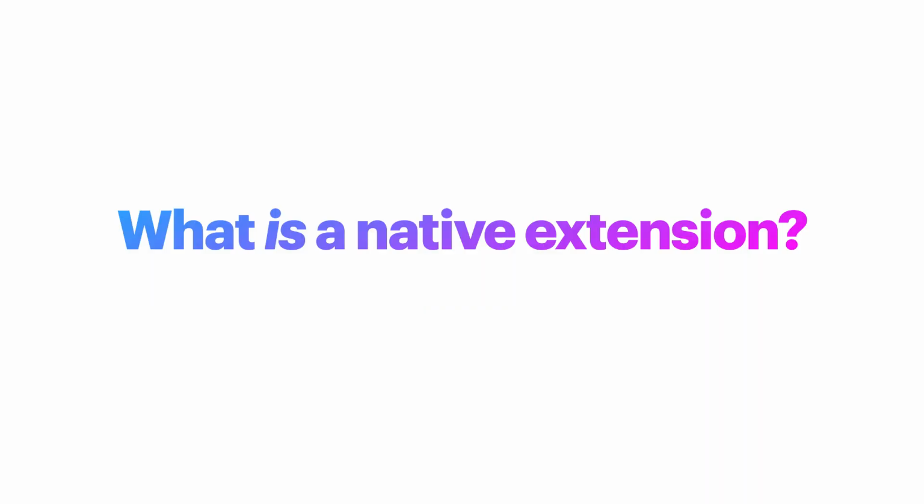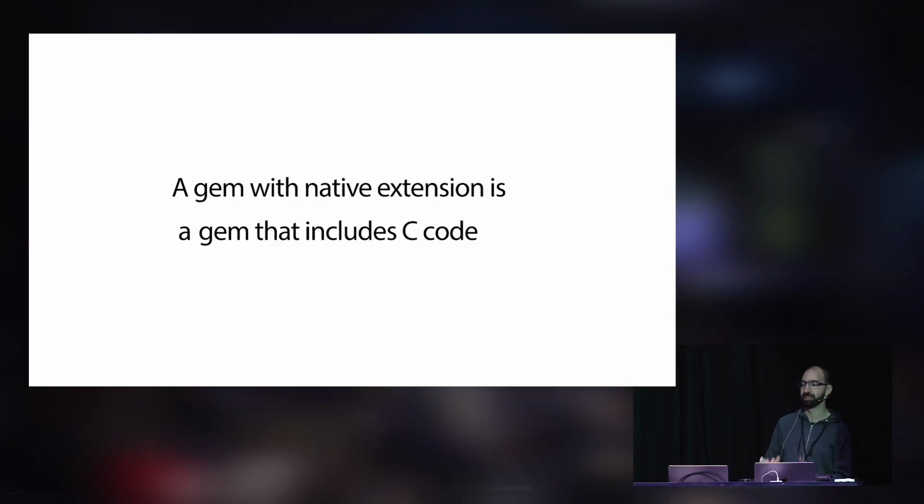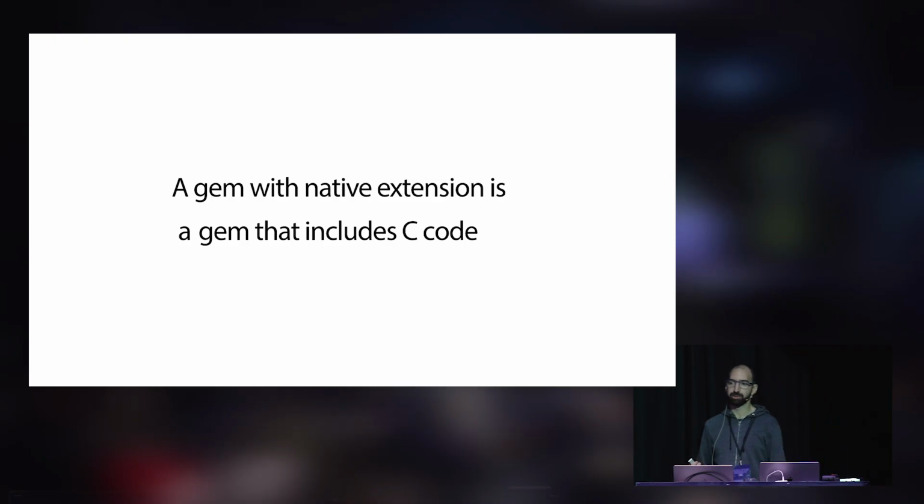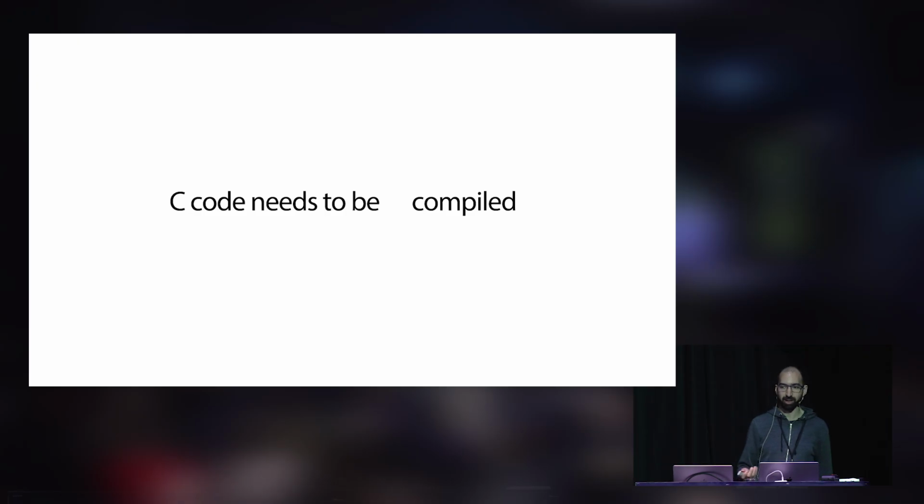So first of all, what is a native extension? The TLDR is that a native extension is a gem that includes C code. Ruby is written in C, so there's a way to call C or C++ code directly from Ruby. And that's what we call a native extension. And if you know C, you know it needs to be compiled. That happens, in this case, at build time. So when you install a gem that has a native extension, it has C files, and it compiles the C code to a binary that's native to your architecture or your computer, laptop. That's why we call them native extensions.